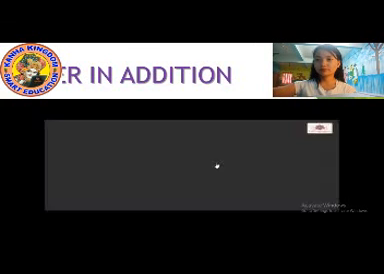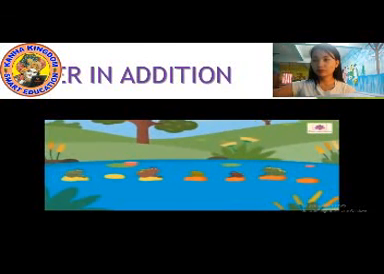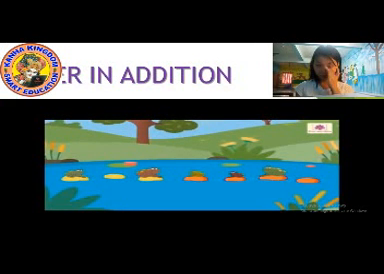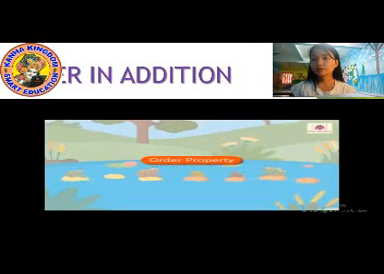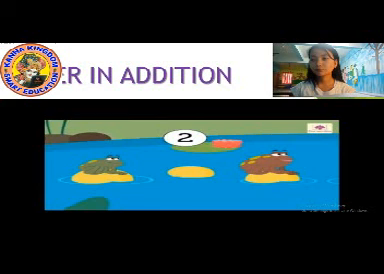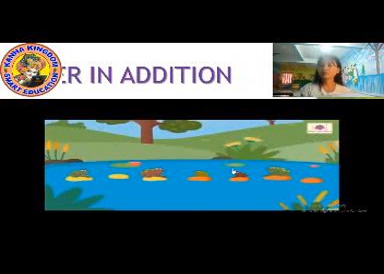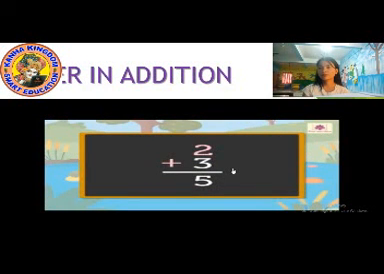Now we are going to see one video clip of order in addition. This is a beautiful sunset. Look, there are frogs sitting on the yellow and orange stones in the pond. Let us understand the order property with the help of them. There are 2 frogs on the yellow stones. There are 3 frogs on the orange stones. How many frogs are there altogether? 2 plus 3 is equal to 5.